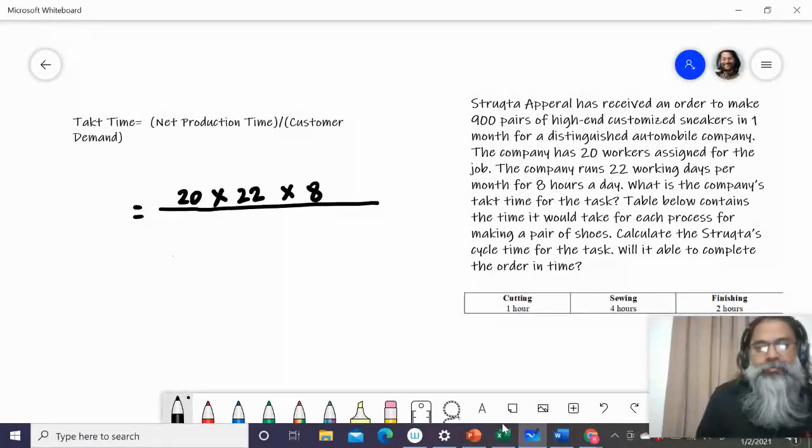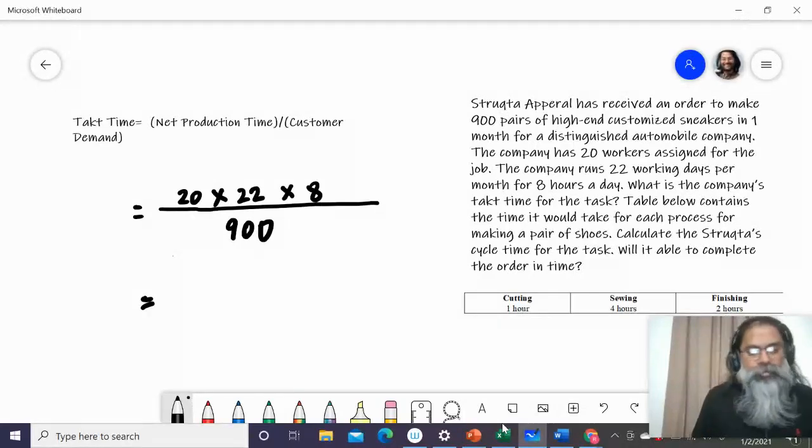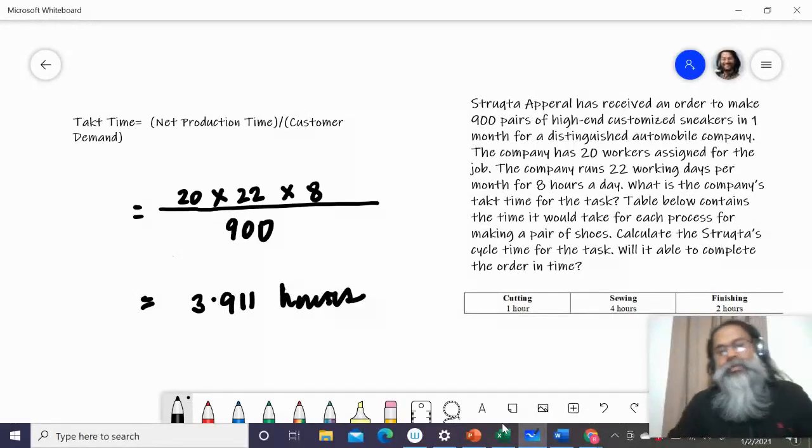And how many pairs of shoes do they have to finish? You can see the customer demand is 900. So what would be the takt time? If you calculate, the takt time would be 3.911 hours. So that means the maximum time that each unit should take is about 3.911 hours. Anything more than that will not make the order complete in time.